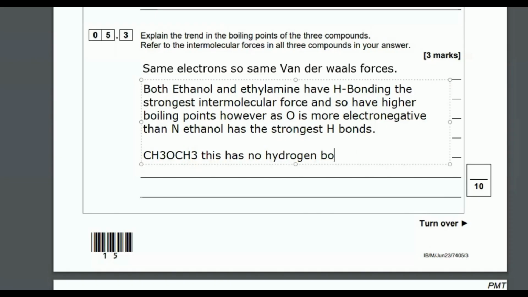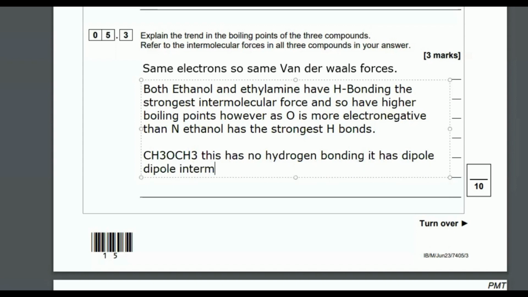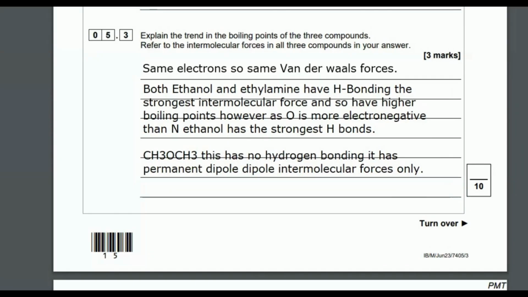This has permanent dipole-dipole intermolecular forces only. Not temporary, but permanent. Temporary dipole-dipole forces are a bit like van der Waals forces. So there we go, and that explains the 3 marks.